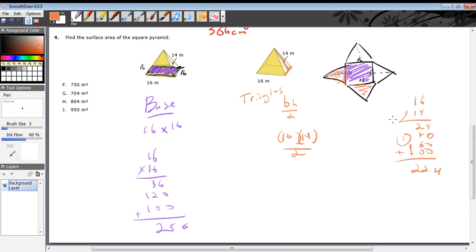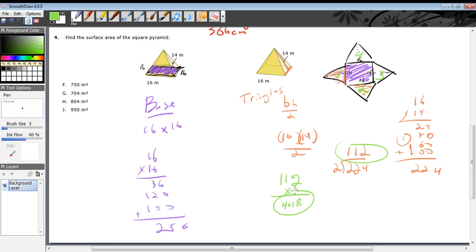Ooh, but I forgot to divide by 2. So let's go ahead and divide this by 2. 112. But how many triangles are there? Well, there's 1, 2, 3, and 4. So this is the area of one triangle, but I just need to multiply it by 4 because there are 4 triangles. And that's going to give me 448.